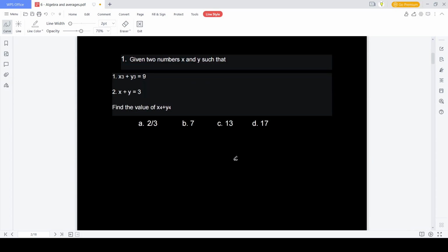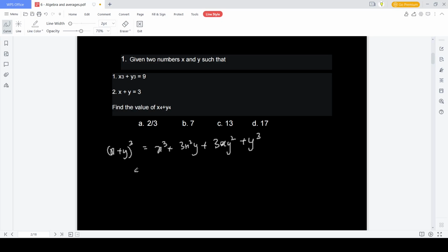First question: given two numbers x and y such that x cube plus y cube is equal to 9 and x plus y is equal to 3, find x power 4 plus y power 4. So we know these two facts. I will write the formula for (x plus y) whole power 3. I get x cube plus 3x square y plus 3xy square plus y cube.